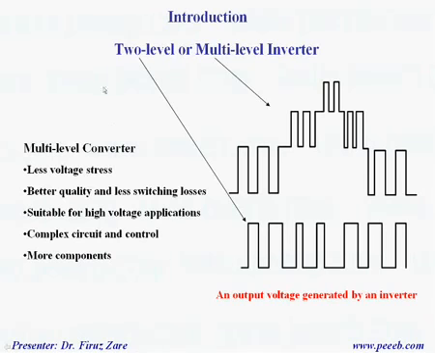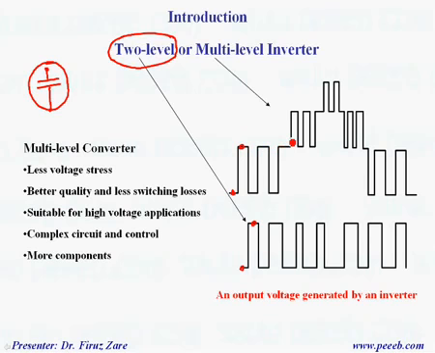So what's the difference between two-level and multi-level? Two-level is very common, because if you look at the power supply, we get DC voltage across the DC source. So in this case we can either get zero voltage or positive DC, because we have only one capacitor, one power supply. We can generate multi-output. That means instead of two voltage levels here, we can have multi-voltage levels.